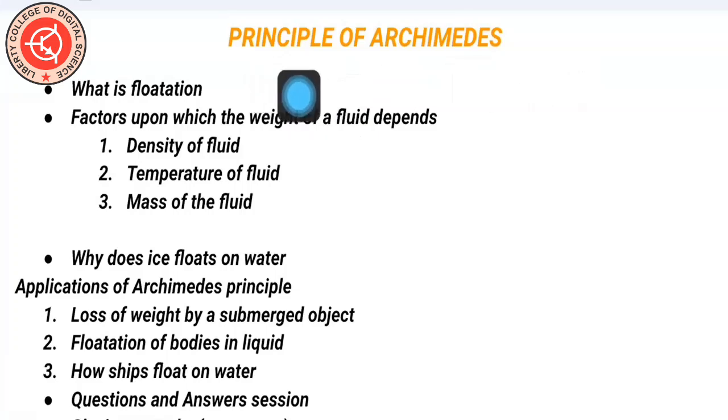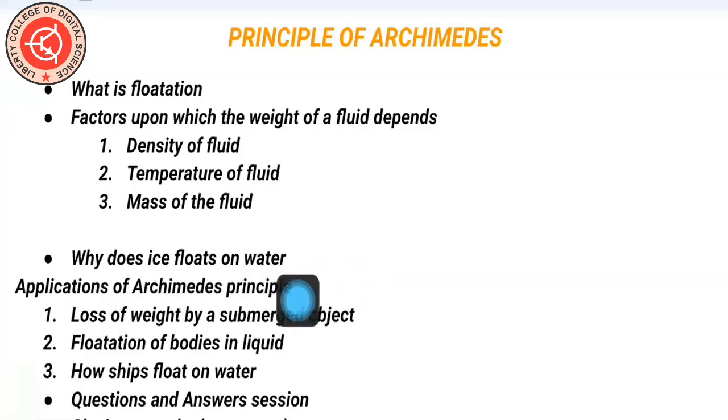We are trying to look at the principle of Archimedes, and under these subheadings, we are going to be using this as a guide in order to understand what we're about to discuss in terms of the principle of Archimedes. We are going to be looking at what is flotation. Then we'll proceed to factors upon which the weight of the fluid depends. These factors include the density of fluid, the temperature of the fluid, and the mass of the fluid. Then we are also going to proceed to why does ice float on water.